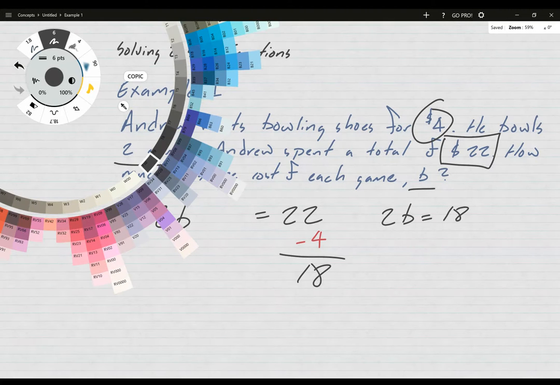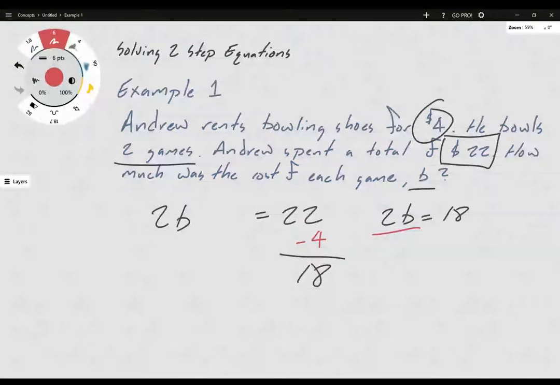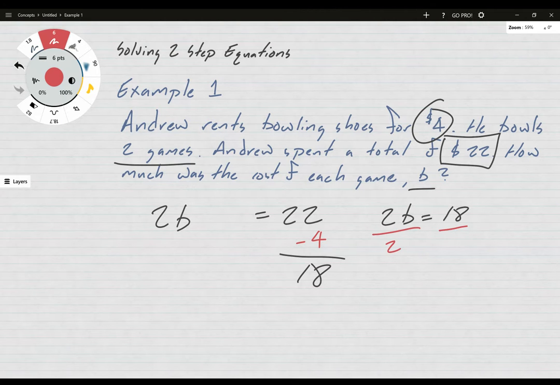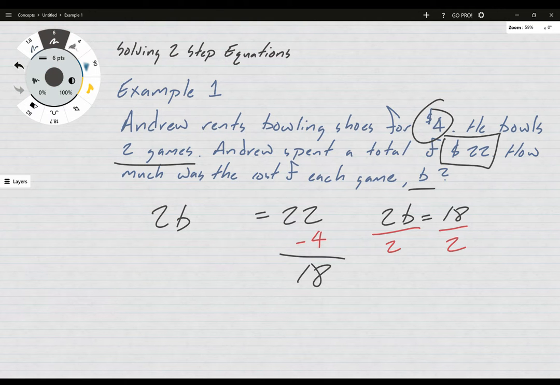So we need to use our inverse operations again. The inverse operation of multiplication is division. So I'm going to divide by 2 on both sides. 2 divided by 2 equals 1. So all I have left over here is b. 18 divided by 2 is 9. So the cost of each game is $9.